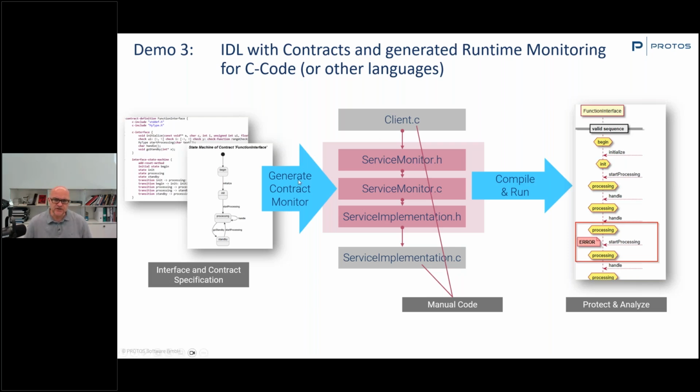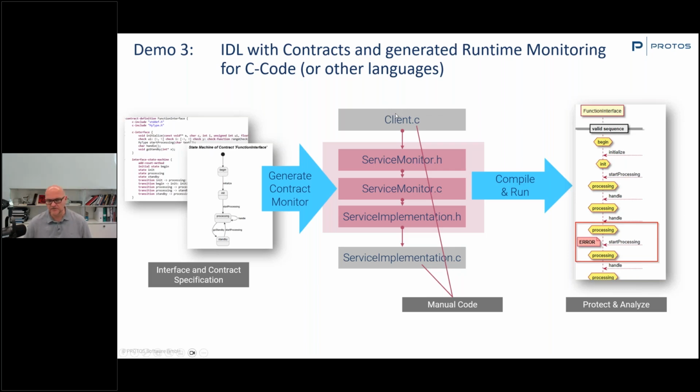And then we generate the interface monitoring. So that's the monitor header, the monitor implementation of the interface state machine, and the header for the service implementation. Of course, you need to implement this on your own. So that's the manual part. You need to implement what it's supposed to do, but everything you need to compile and run the contract is generated automatically from the contract description.